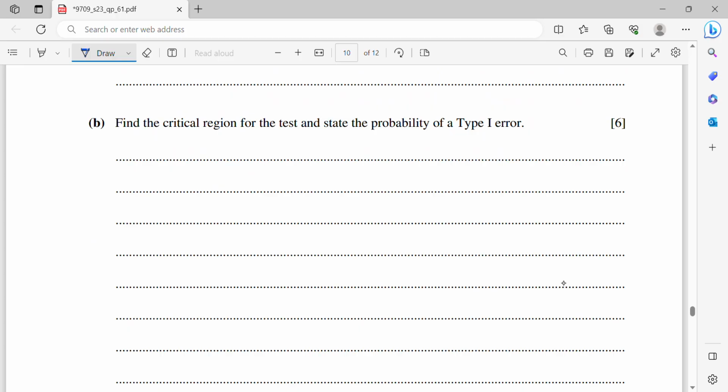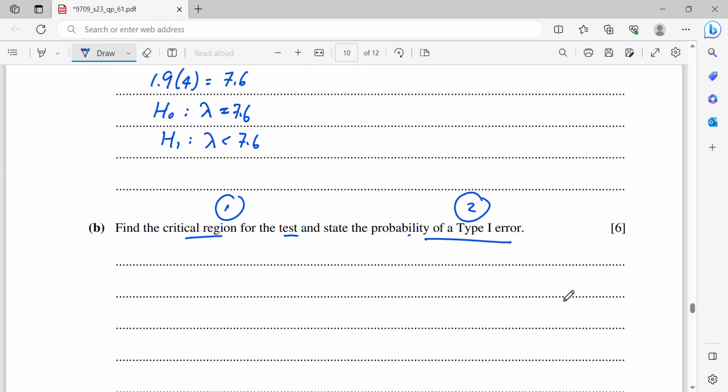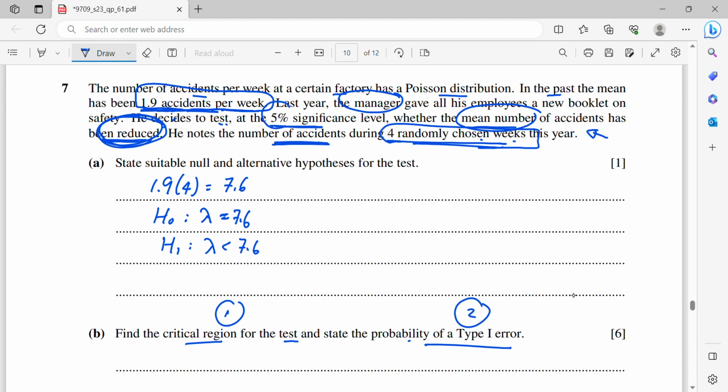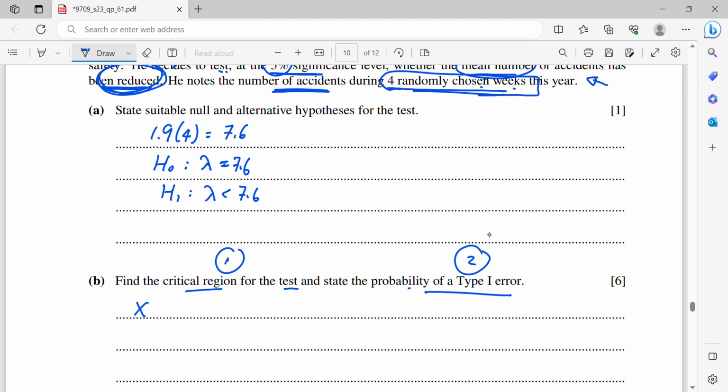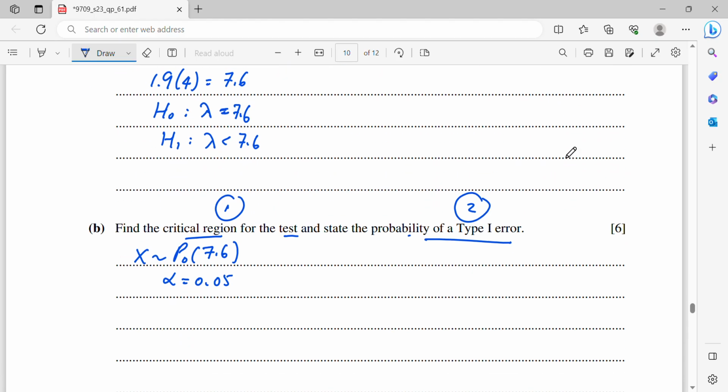Now B, find the critical region for the test and state the probability of a type 1 error. So the first is the critical region, the second is the probability of making a type 1 error. Now your alpha is 5%, the significance level is 5%. So here I will write my X is Poisson distributed with the mean of 7.6 and then alpha is 0.05. For your information, alpha is the probability of rejecting the H0.